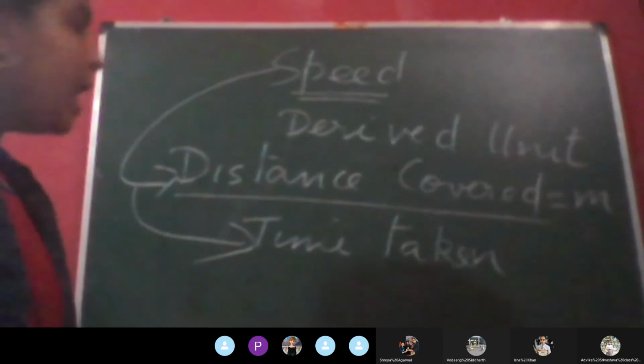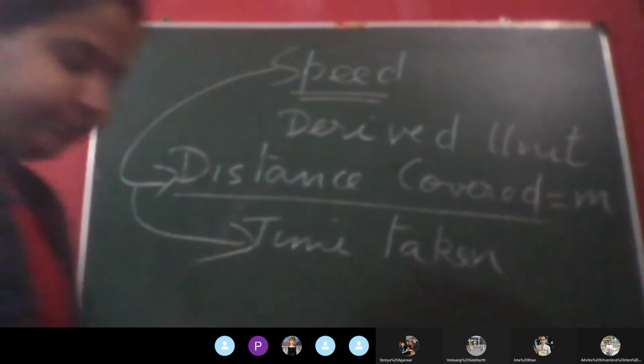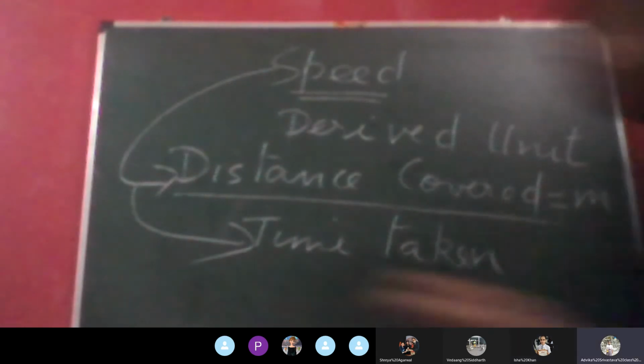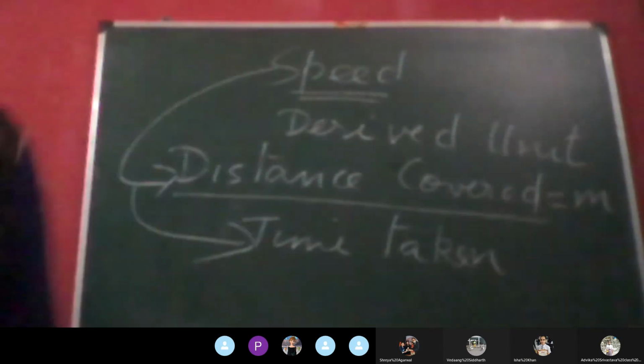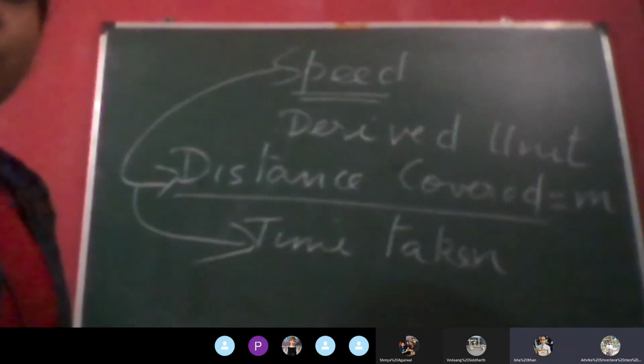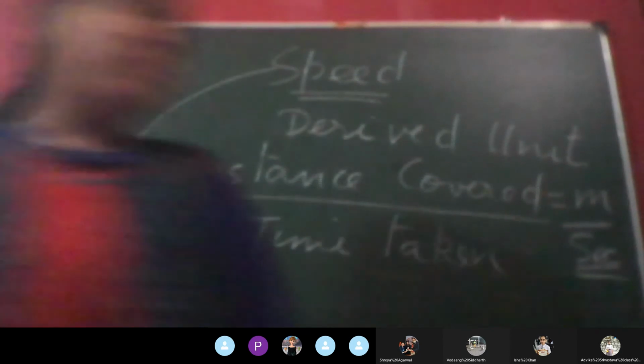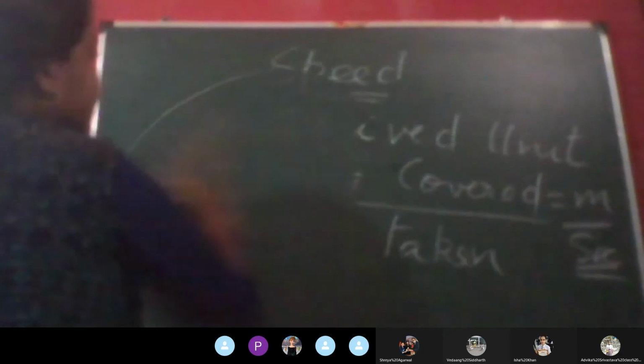And what is the standard unit for time? Ma'am, minutes. Ma'am, hours. No, it's second. Class 6, the SI unit for time is second. So the SI unit for distance is meter, and for time it is second.